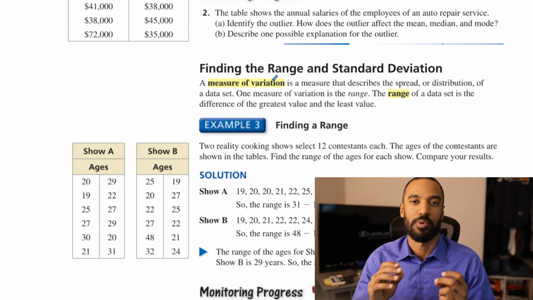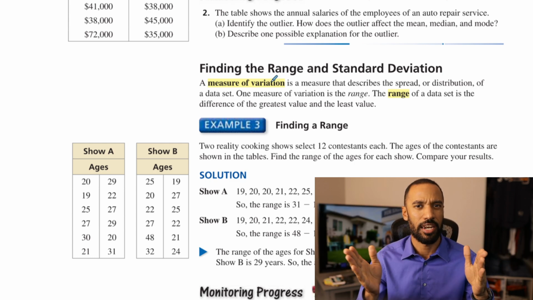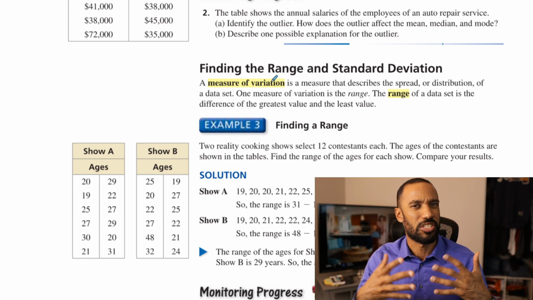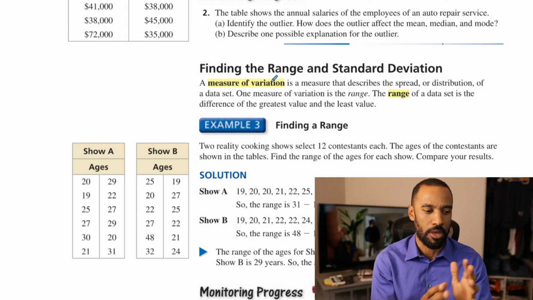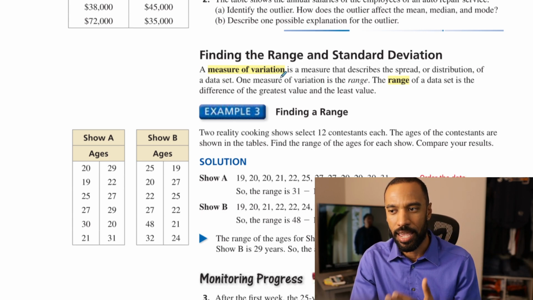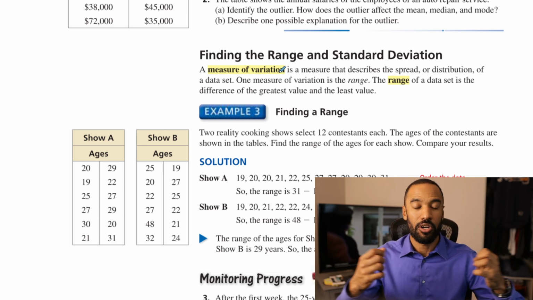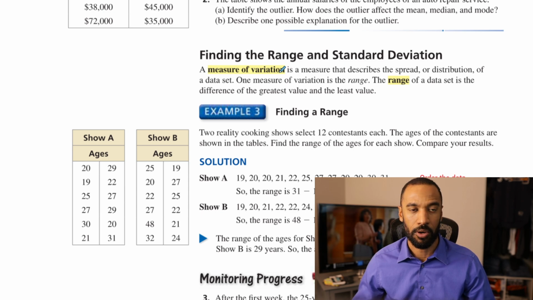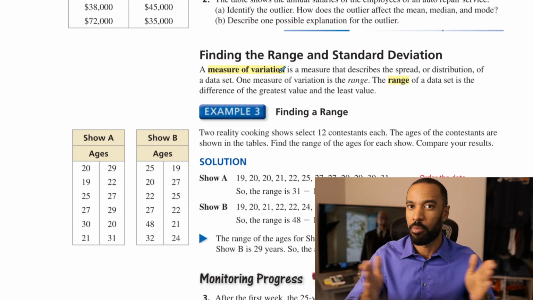You have to remember that we just talked about measures of center, how things describe where you center your values toward, where we're looking for the middle. A measure of variation is a measure that describes the spread or distribution of a data set. The mean, median, and mode did not tell you how spread apart these numbers are.